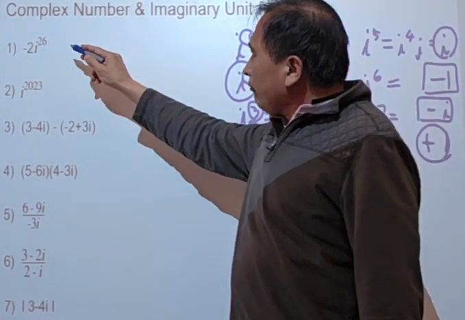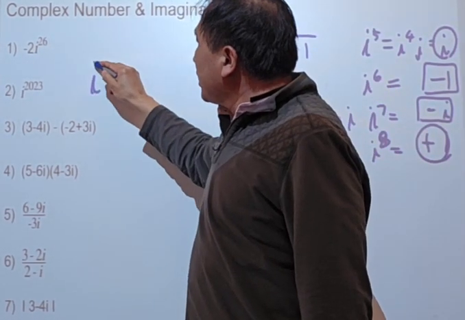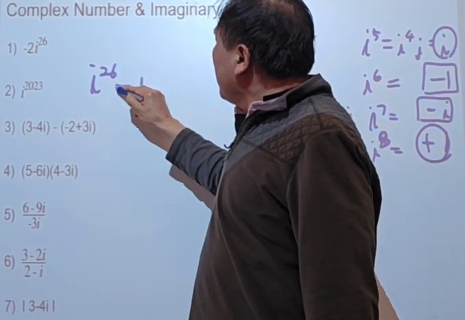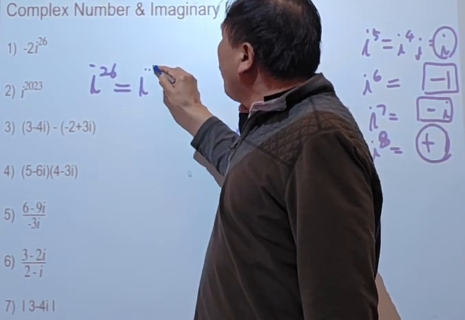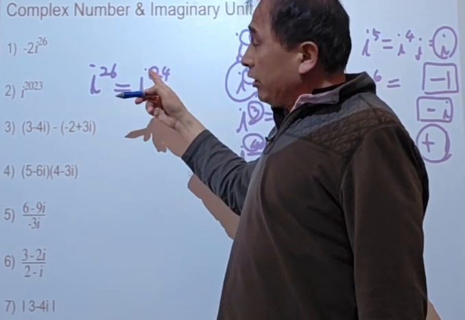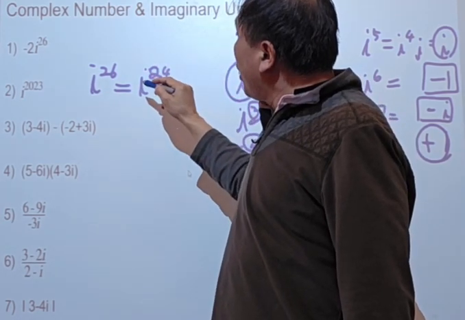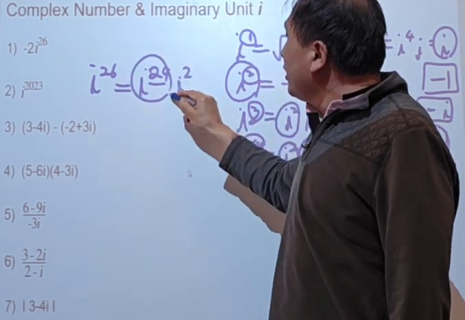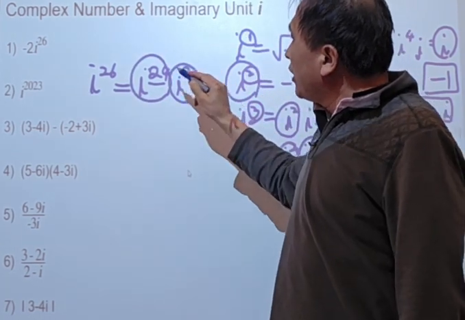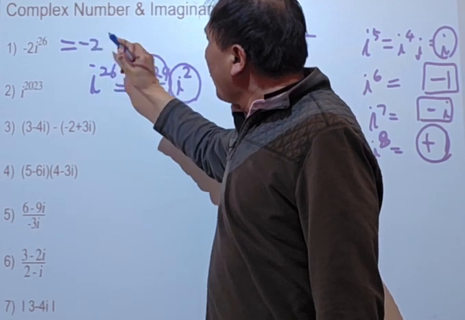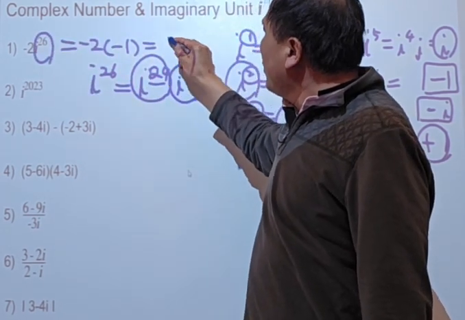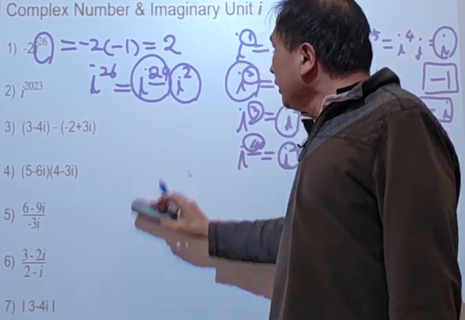So i to the 26th power: 26 divided by 4, that's i to the 24th, which is a multiple of 4, right? So 4 times 6, and i to the second power. This is 1, and i to the second power is -1. So this becomes -2, and i to the 26th power is -1. So this becomes +2. Got it?